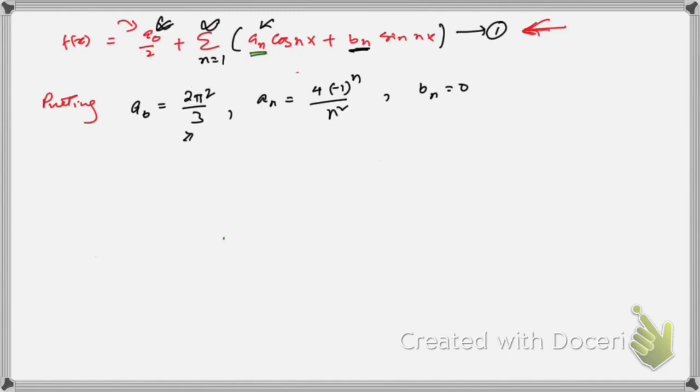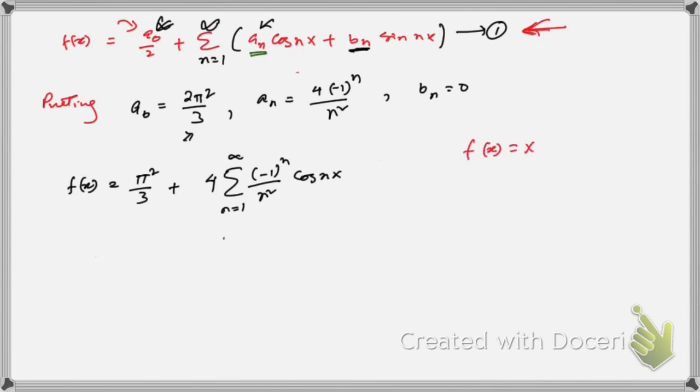So then f of x will be equal to pi square by 3 plus 4 summation n is equal to 1 to infinity, minus 1 whole to the power n by n square cos n x. That's what you will get. Now you see, we have considered that f of x is equal to x square.